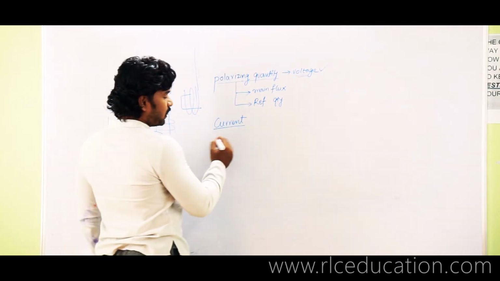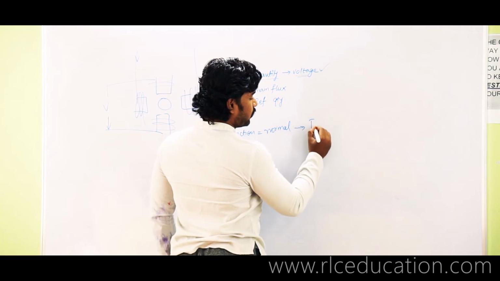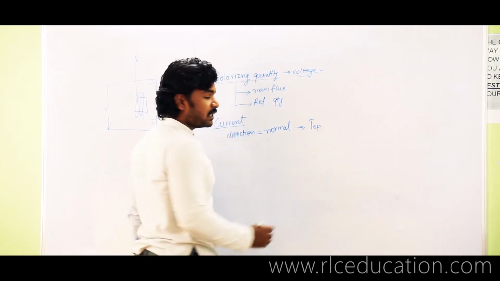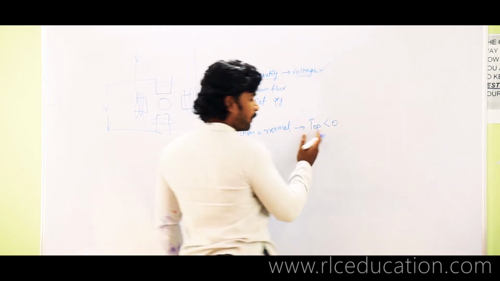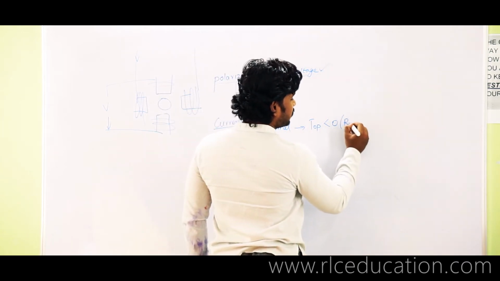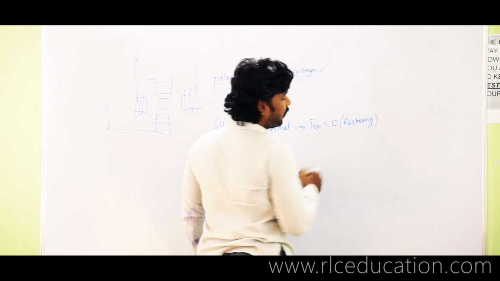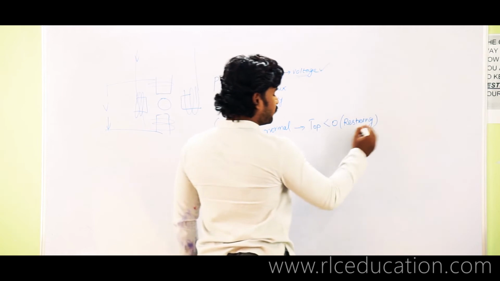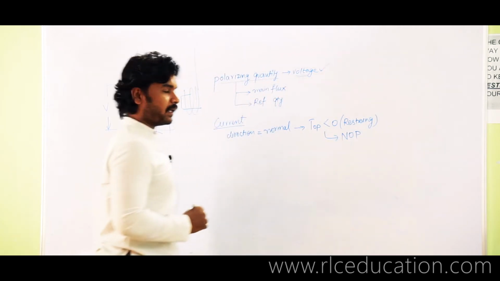Okay, if the current direction is normal in a directional relay, the operating torque produced by the directional relay is a negative value. That means which kind of torque is this? If the operating torque is negative, that means it is restraining torque. Restraining torque will make the relay operate or not operate? So this will cause a no operation condition. That means the relay does not operate.